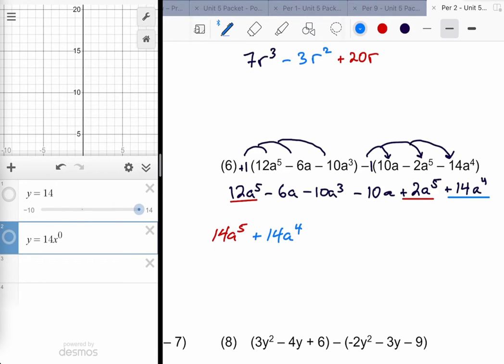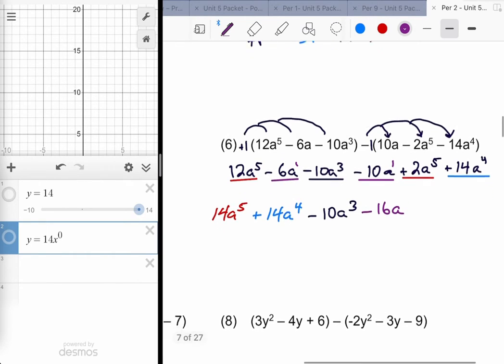And that's because there's nothing like a to the fourth. There's nothing like a to the fourth. Yes, there are other terms that have the same variable, but not the same variable while also having the same power. There's nothing like a to the third, so negative 10a to the third can't be combined with anything. But then the negative 6a to the first can be combined with the negative 10a to the first, which will give you negative 16a to the first. Again, you could write the power of 1 or not. It doesn't make a difference.